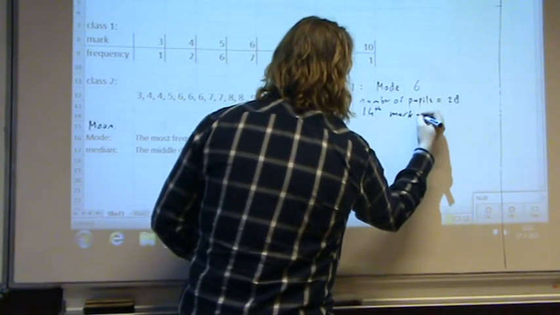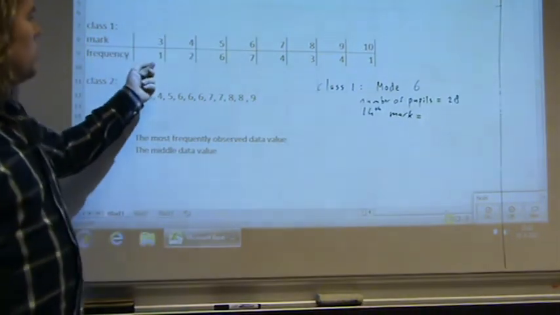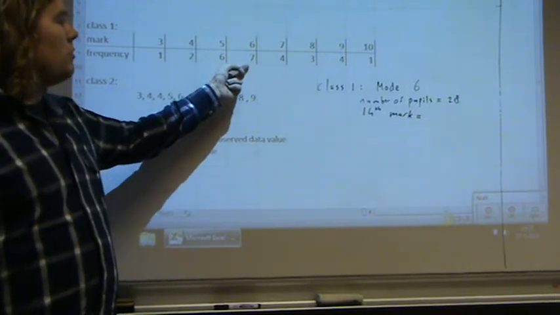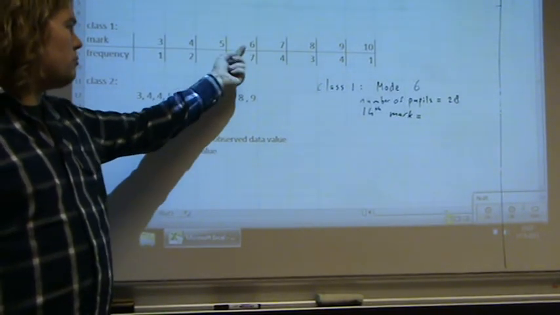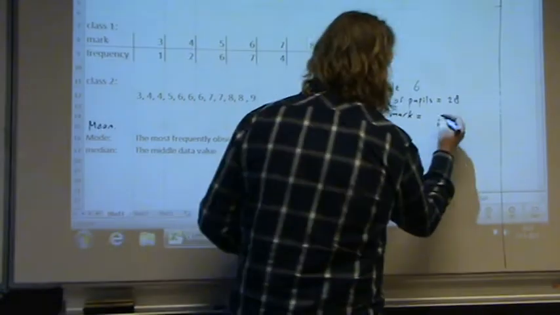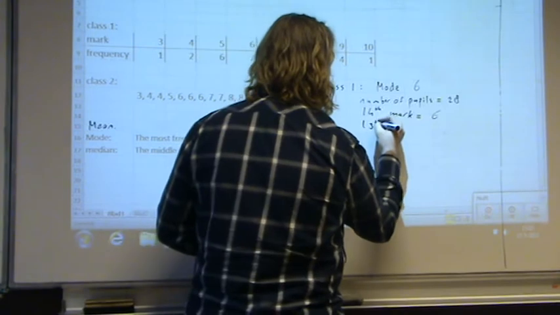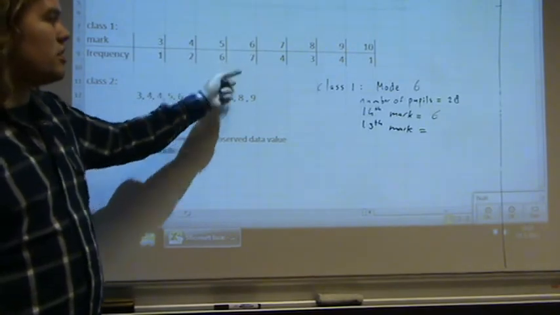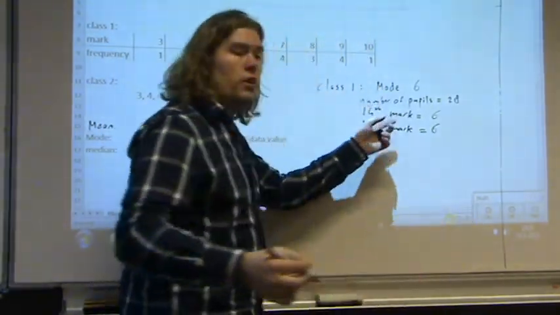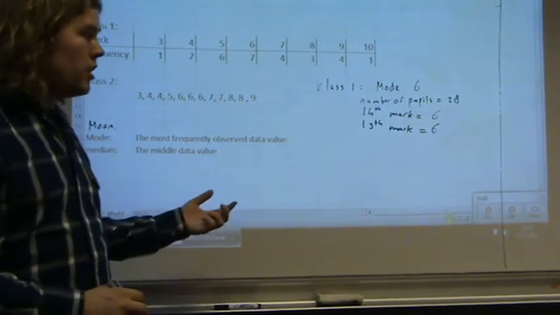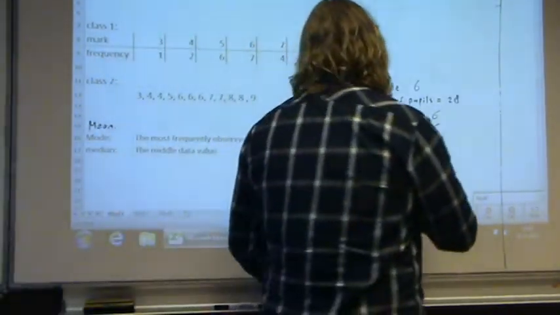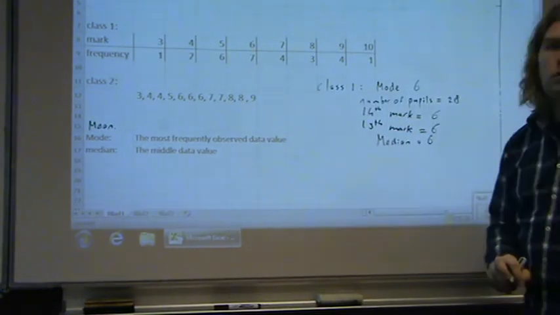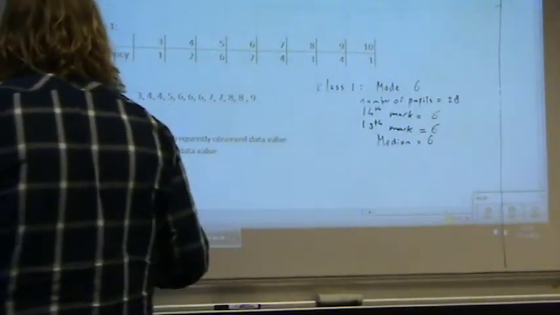So the 14th mark. Well, let's just find it. The first one is here. Then we have this. So these are 3 marks, and then we have 9. So when we add this, we get to 16. So we know that the 14th mark is a 6. It's among these 6's. And the 15th mark is also a 6, because it was 3, 9, and then we get 16, so this is also a 6. Because these two are the same, you don't have to calculate the mean of those two, because the mean is the same as those two numbers. So the median is a 6.